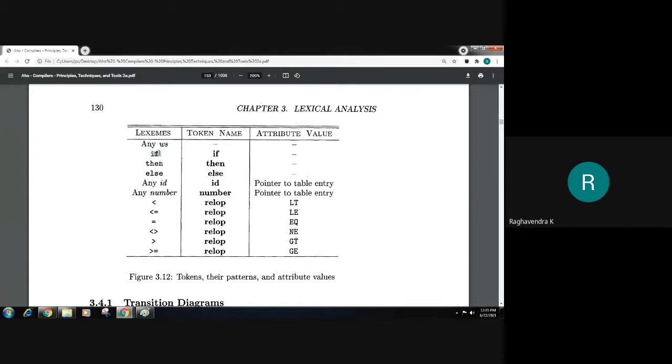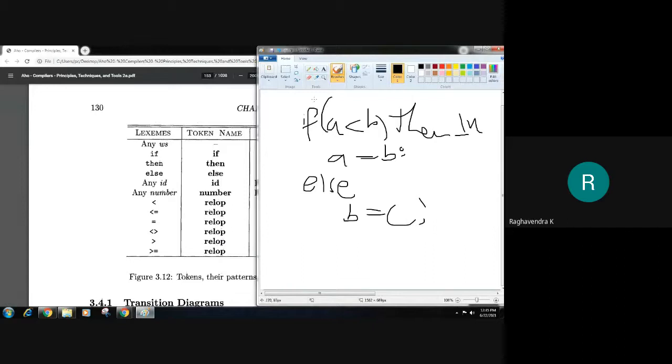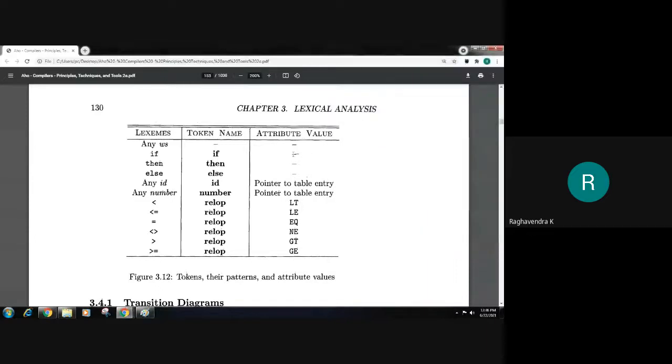So then comes if. If I find if in my statement, what has to be returned? You have to say that I have seen an if lexeme in my input. So what is the token that is returned? The token for that is also if. Since it's a fixed keyword, it may not have any attribute value with it. Similarly for then and else.